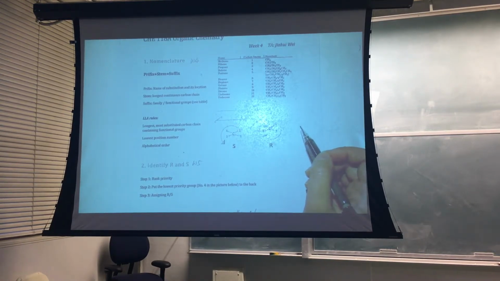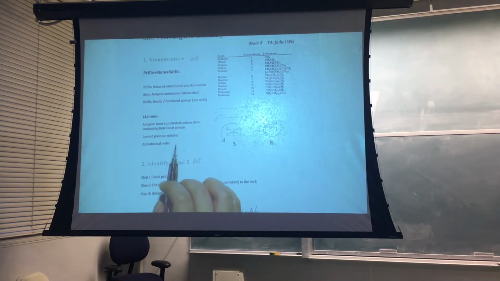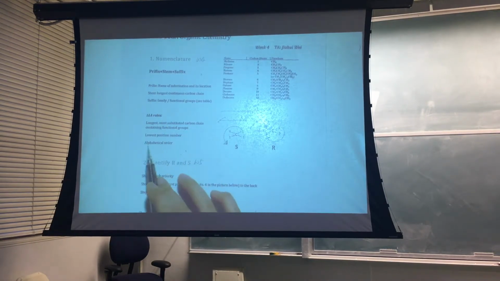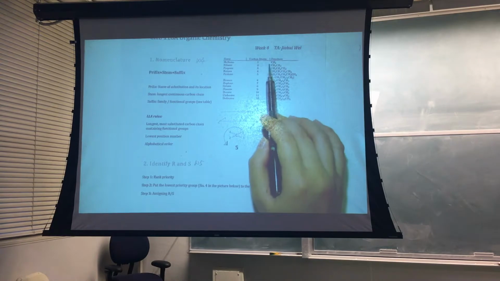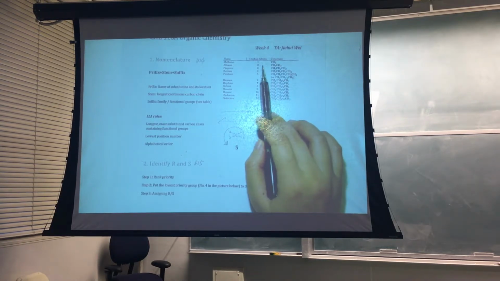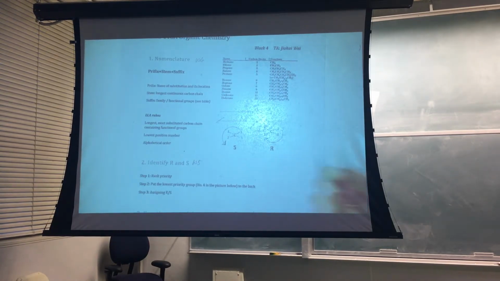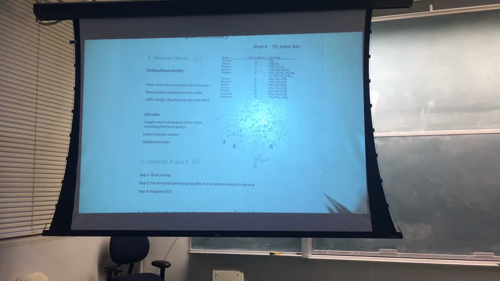And then for alphabetizing, just pay attention: your prefix is not counted. Like if you have a methyl group, and then you have two methyl groups, it's going to be dimethyl. So in dimethyl, this D is not counted. Just pay attention to that.